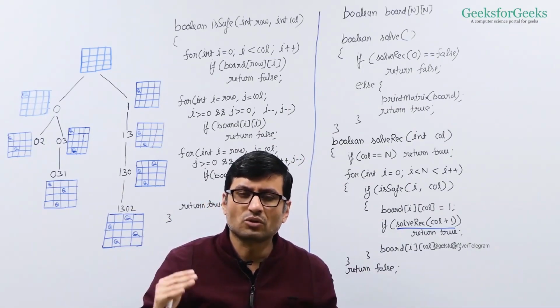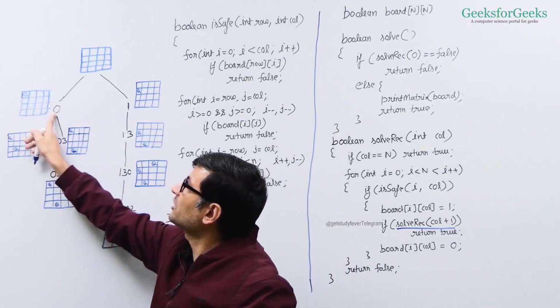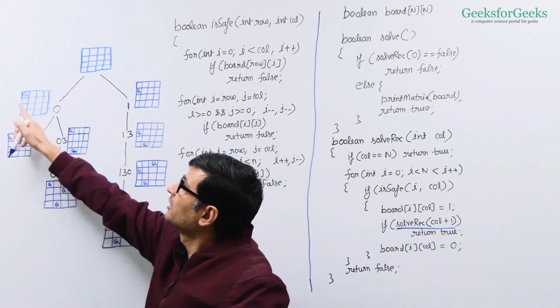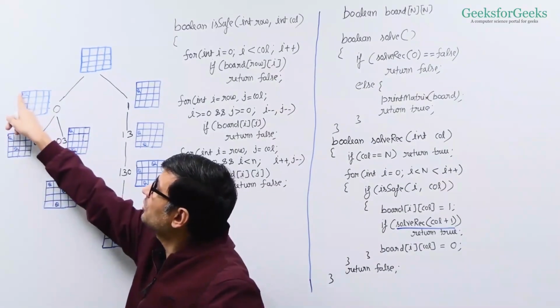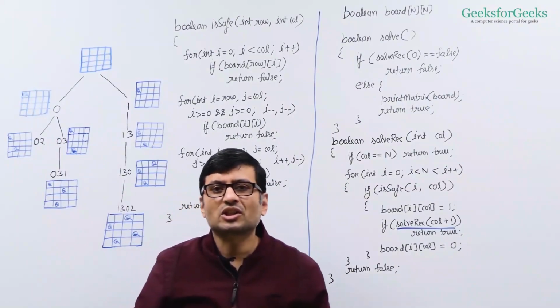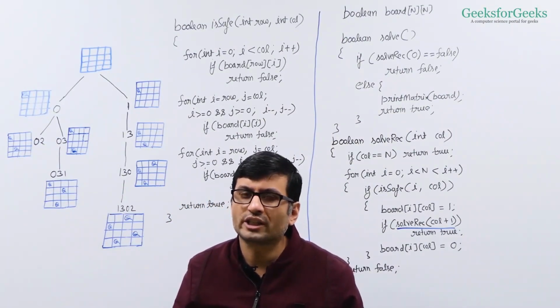We begin with row 0, right? So we place this queen in row 0. The 0 actually indicates the row number, right? So we place the queen in row 0. After placing the queen in row 0, what do you do? You try placing the next queen in different places, right? So you recursively call for the next column.